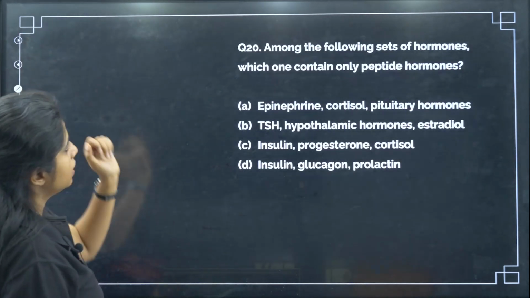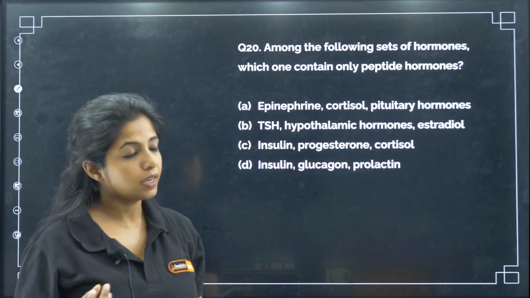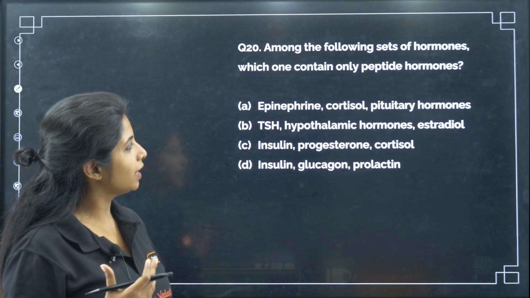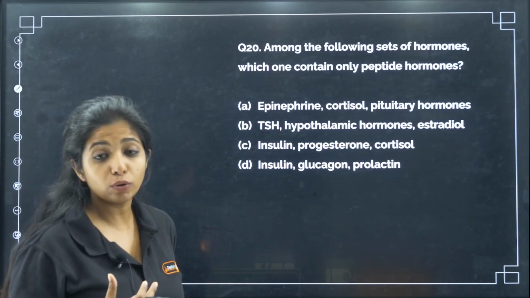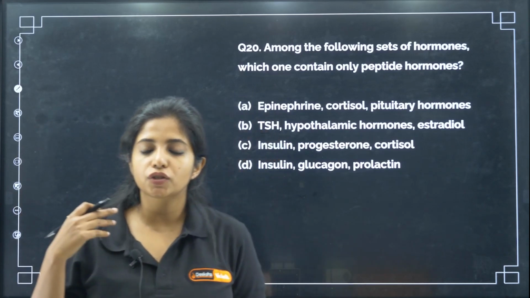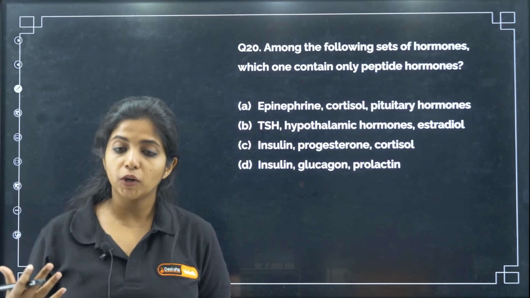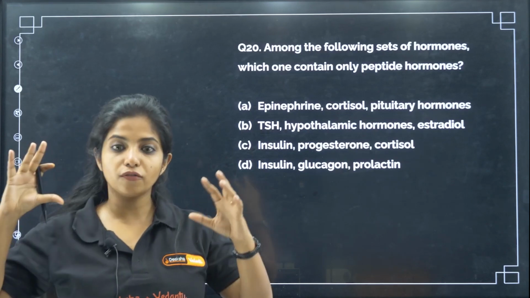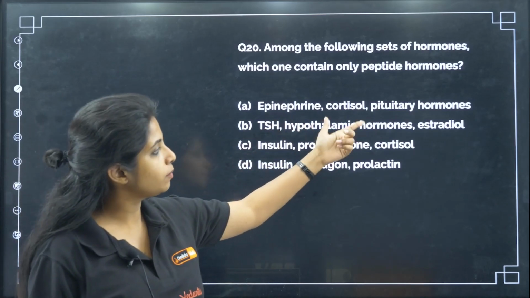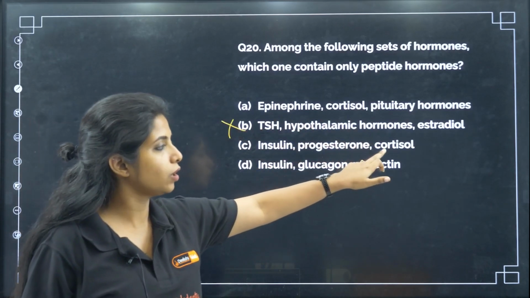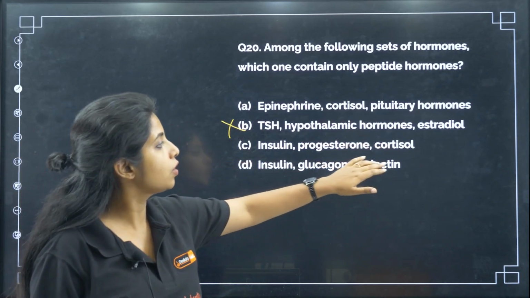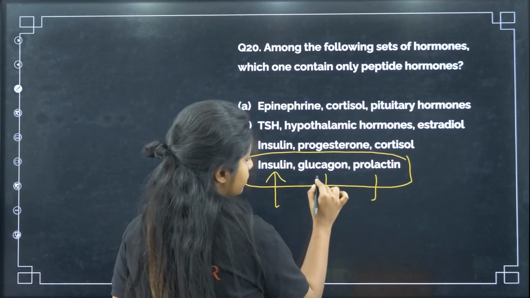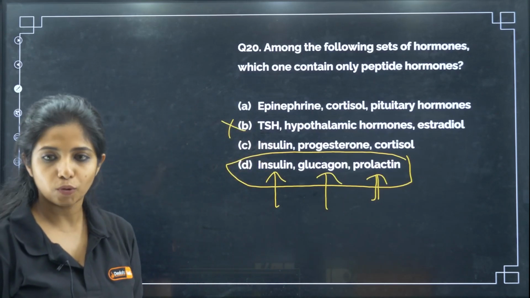Okay, next. Among the following sets of hormones, which one contains only peptide hormones? Epinephrine, cortisol, pituitary hormones. My dear children, cortisol is a steroid hormone. Going ahead with pituitary hormones, it is not just peptide hormones; there is FSH being produced, there are so many other hormones also being produced, so it is a mix of lot of different types of hormones. TSH, hypothalamic hormones, and estradiol, again not a combination. Insulin, progesterone, cortisol, not a combination because you have steroidal hormones in that. Insulin, glucagon, and prolactin, my dear children, they are the peptide hormones. Three of them are going to be peptide hormones: insulin, glucagon, and prolactin.